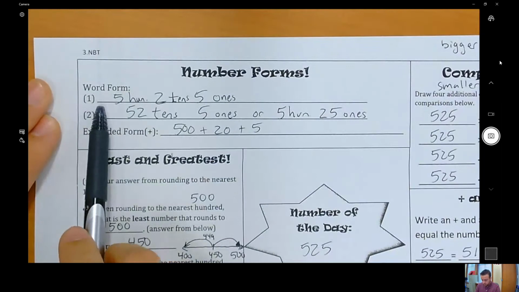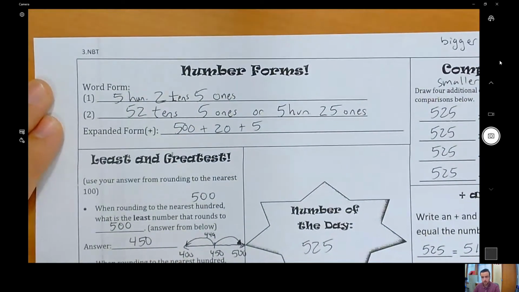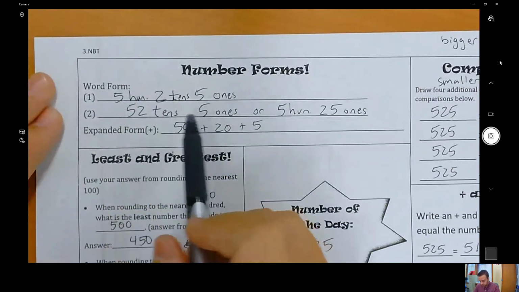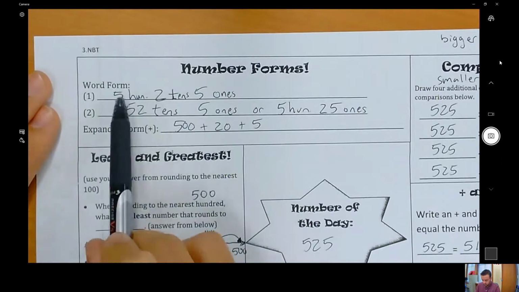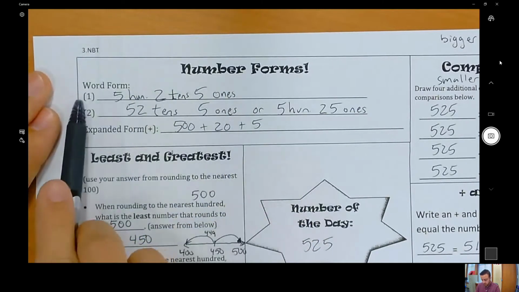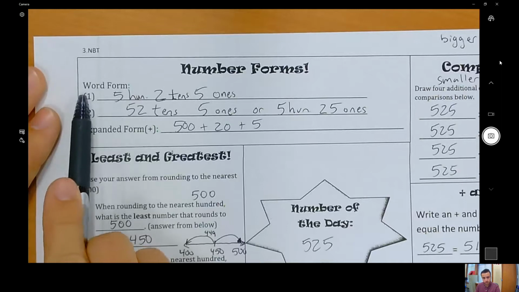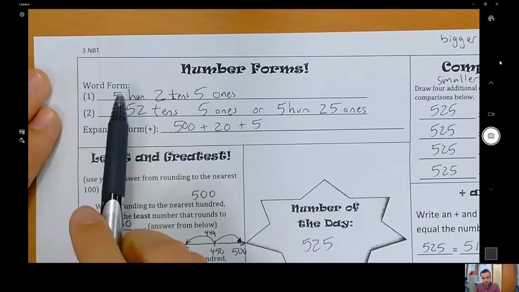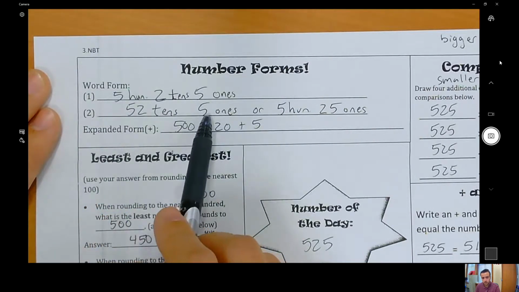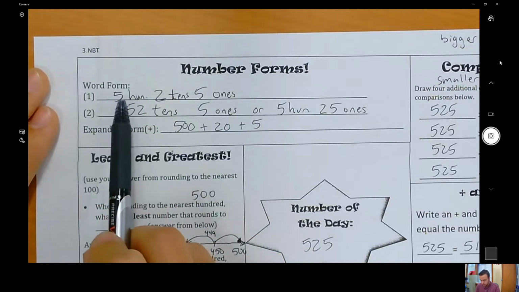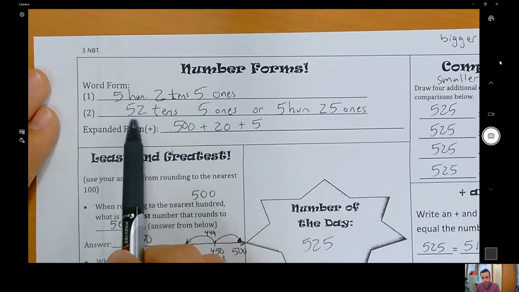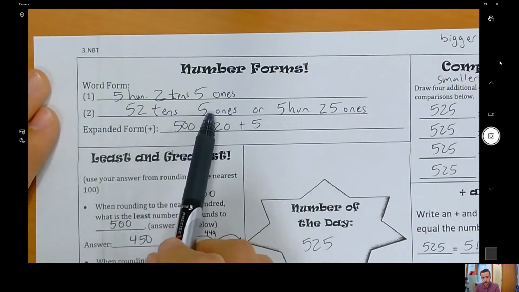For word form here, you're basically writing this out based on how much is in each digit for each place value. So for 525, there are 5 hundreds, there are 2 tens, and there are 5 ones. That would be a good way of taking care of the first example. Another example is this piece here, where I did 52 tens and 5 ones. The reason I wrote it like that is because every 100 is 10 tens. So if we have 5 hundreds and 2 tens, we can write that as 52 tens and 5 ones.